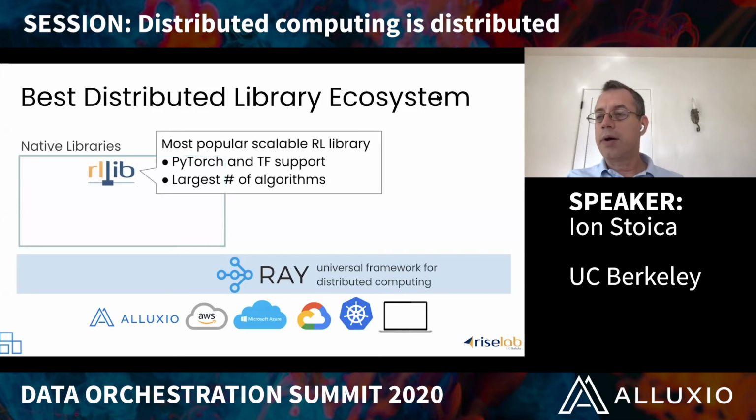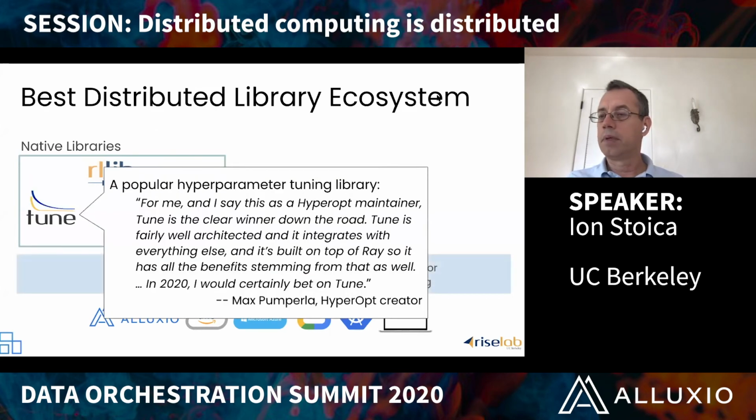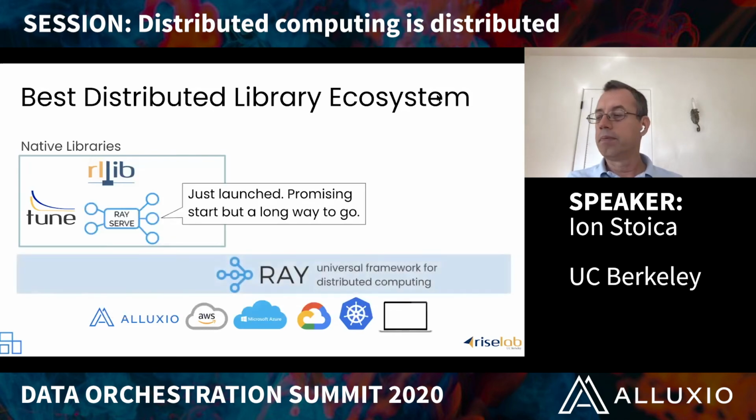First, it comes with RLlib, the most popular scalable reinforcement learning library, which supports both PyTorch and TensorFlow, and has arguably the largest number of reinforcement learning algorithms. Tune is a popular hyperparameter search library. In fact, Max Pumperla, the creator of HyperOpt, another hyperparameter search library, believes that in the long term, Tune is in the best position to dominate. Finally, just recently, we launched Ray Serve, a model serving library. It has already generated a lot of interest, though it still has a long way to go.